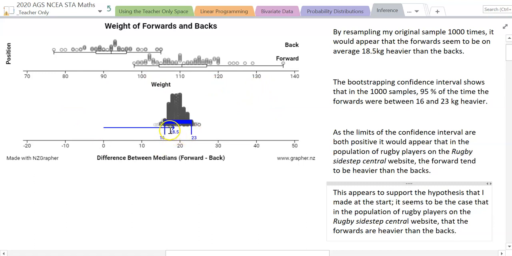Now, we've got a situation over here where this confidence interval is positive on both sides, positive 16 to positive 23. That means whenever I subtracted the sample medians, the forwards were always heavier than the backs. Okay, there were no situations where the backs ended up being heavier than the forwards. We're going to look at another example that shows that we won't always be 100% certain about that regard. So now we'll have a look at a different sample.